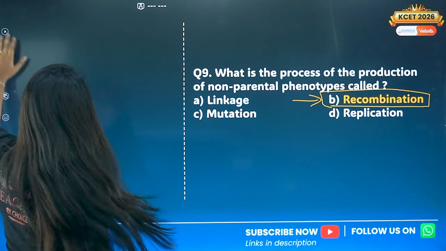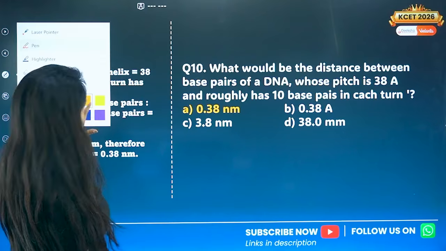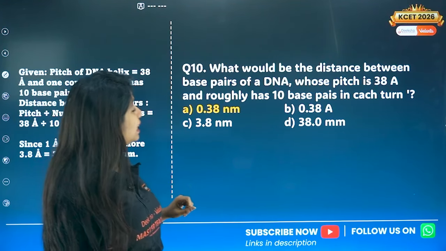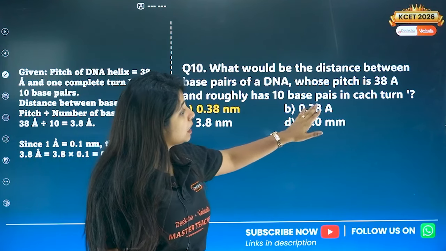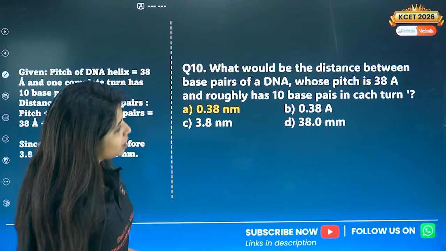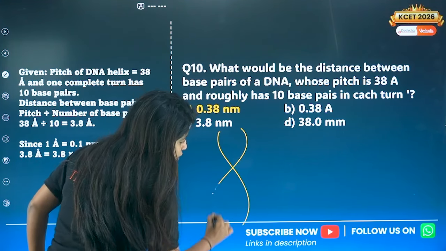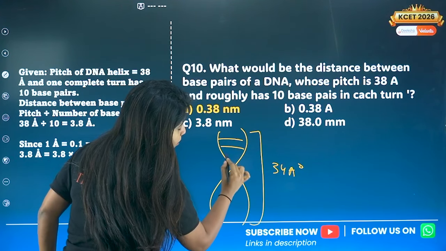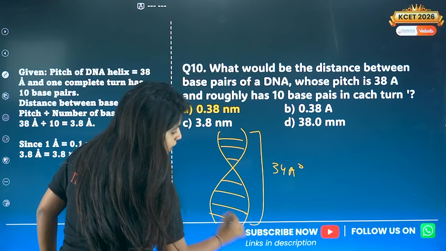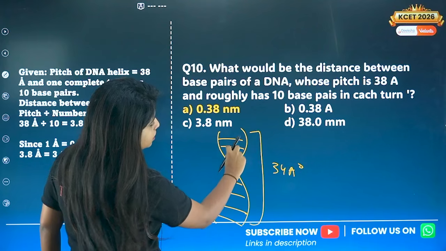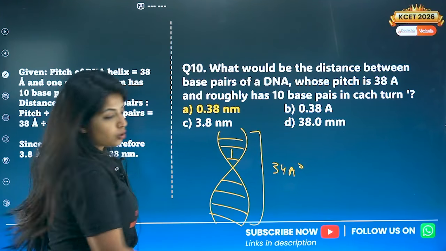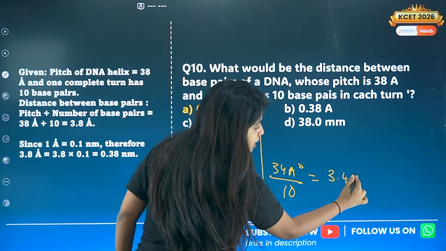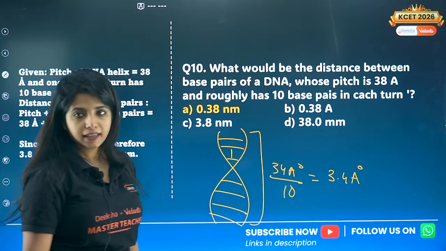Now, going ahead, what would be the distance between the base pairs of DNA whose pitch is 34 Armstrong and roughly has 10 base pairs in each turn? So over here, my dear children, this is known as pitch. So 34 Armstrong is the pitch, and how many base pairs do we have? We have 10 base pairs. So you are being asked, what is the distance between these two base pairs? If 34 Armstrong is there and 10 base pairs is there, so in Armstrong terms, I can say 3.4 Armstrong. Can I say that?